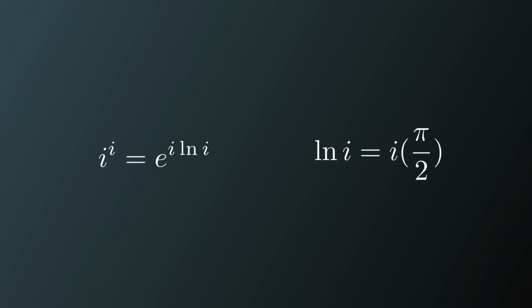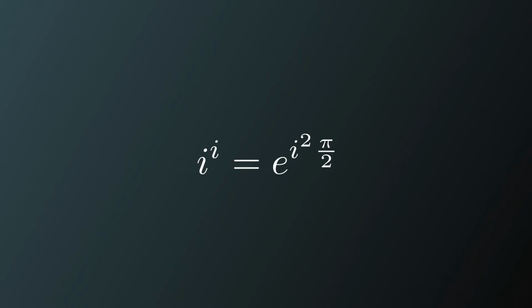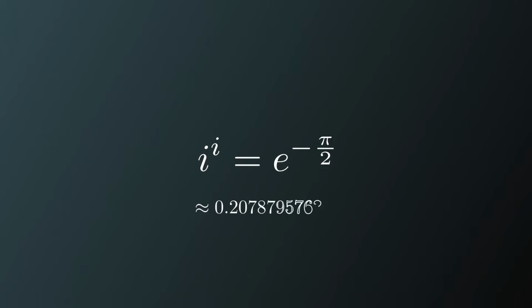And now we can substitute for ln I into the first expression, switching out the ln I for I times pi over 2. This will give us e to the power of I times pi over 2, giving us I squared. By definition, I squared is negative 1, so we have e to the power of negative pi over 2. This is roughly equal to 0.2078 and so on. And this is a completely real number.